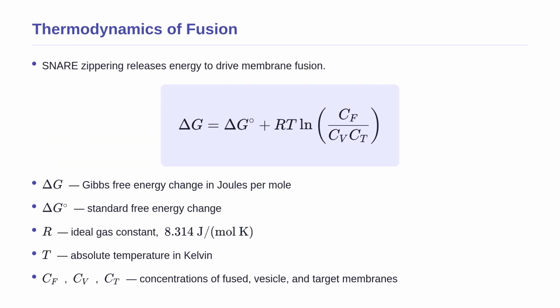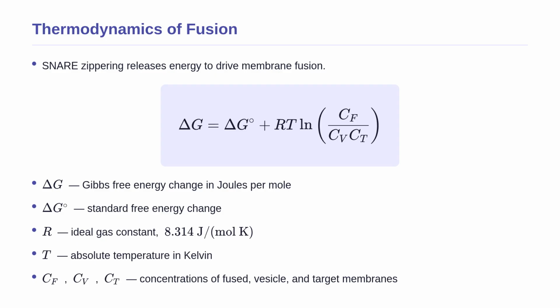To understand how SNARE proteins force membranes together, we must look at the thermodynamics driving the process. This equation calculates the Gibbs free energy change, delta G, which tells us if fusion happens spontaneously. The standard free energy change, delta G naught, represents the inherent energy of the SNARE's twisting. R is the gas constant, and T is the absolute temperature.